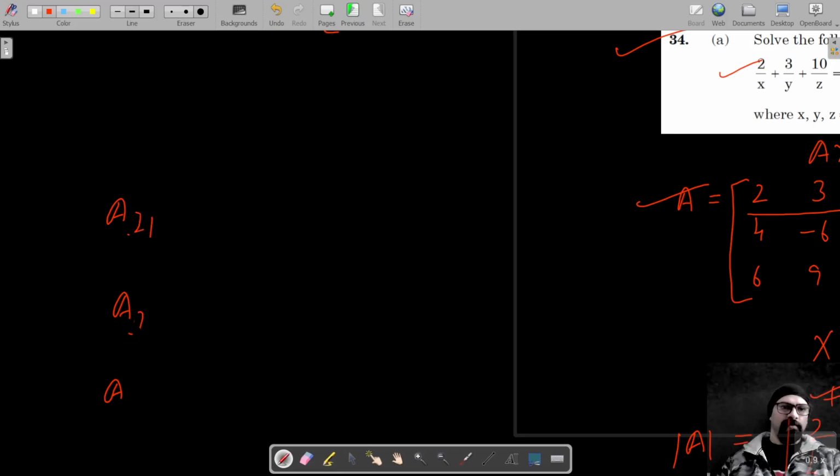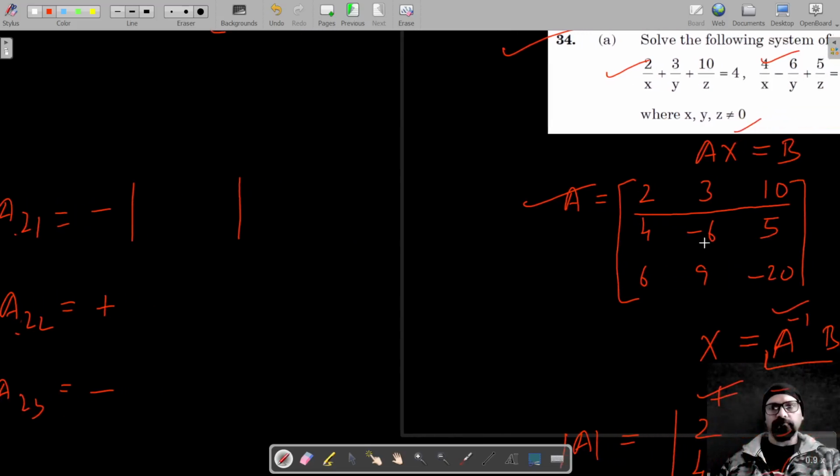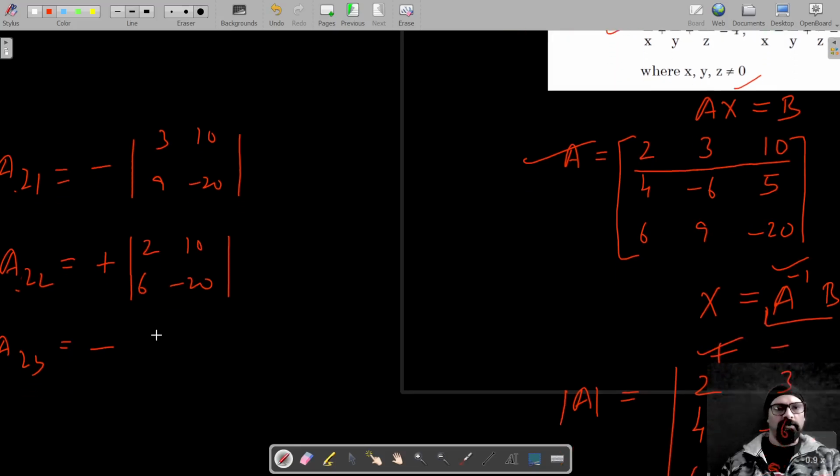So for 2,1, 2,2, and 2,3: 2 plus 1 is 3, so the sign is negative. This is positive, and this is negative. Removing the row and the column for 2,1, we are left with 3, 10, 9, negative 20, 2, 2. It's 2, 10, 6, 2, 10, 6, negative 20.